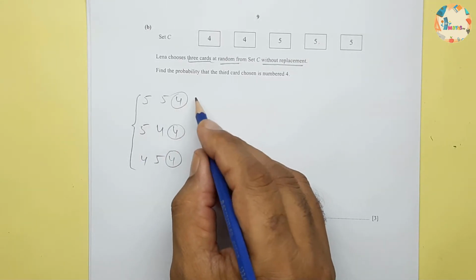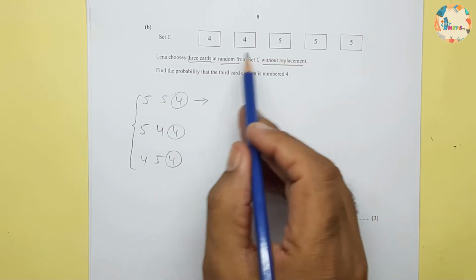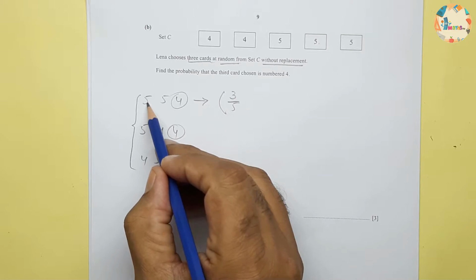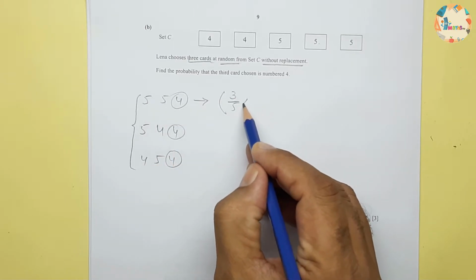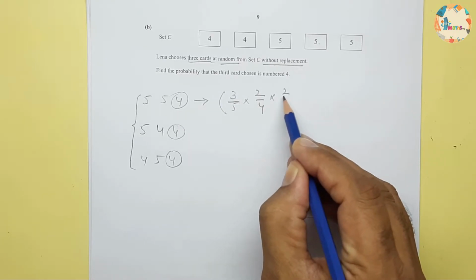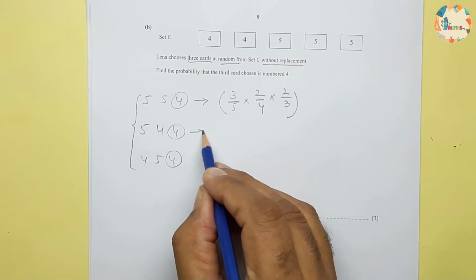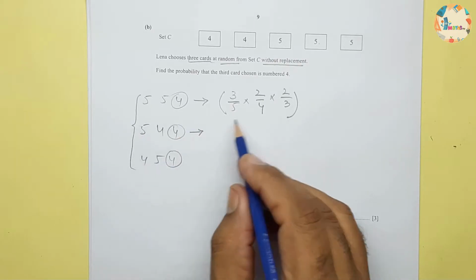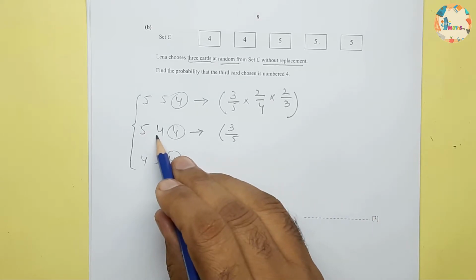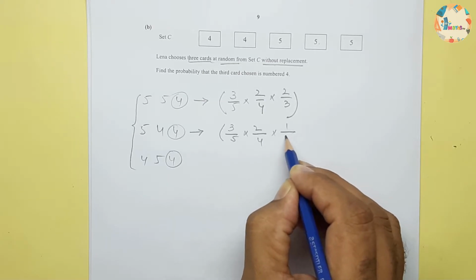For this one, what will be the probability? For this one, the probability will be 3 by 5 for getting this 5. For the next one, without replacement, it will be 2 by 4. And for 4, it will be 2 by 3. So this is how we will be checking for this one. Then we can find for this also. And for this one, first will be 3 by 5 and the second one will be 4, so it will be 2 by 4 and next will be 1 by 3.